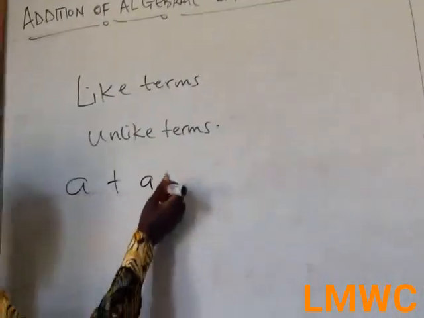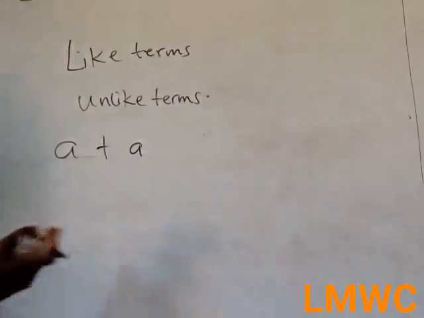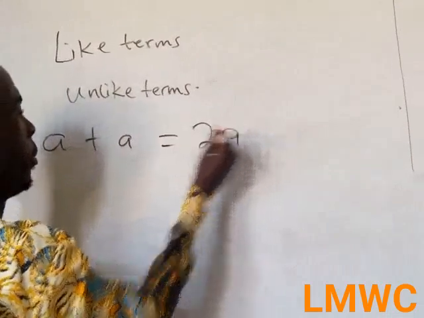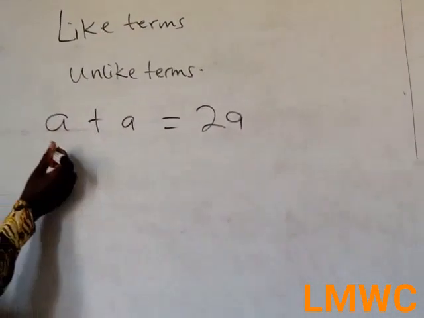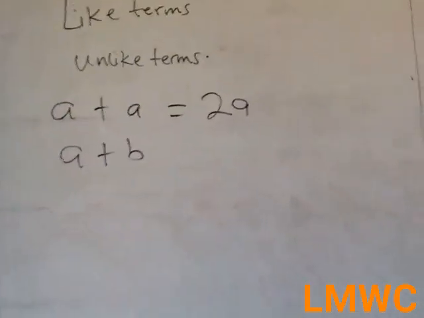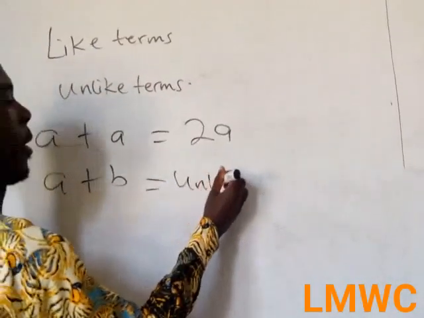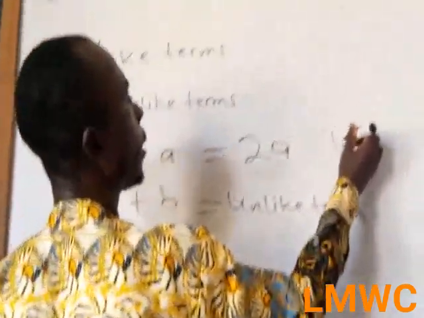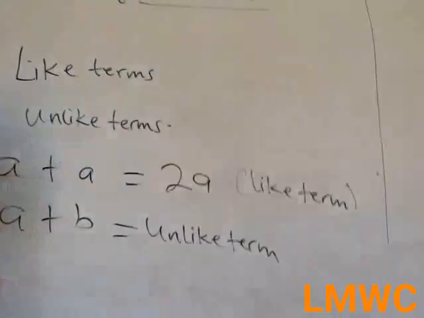So we have A plus A. You see, this is a like term, so we can add like terms. A plus A we know is 2A, because the coefficient of A is 1. But we can't add A plus B. It's not possible. A plus B can't be added. So this is an unlike term, but this is a like term. You can add like terms.